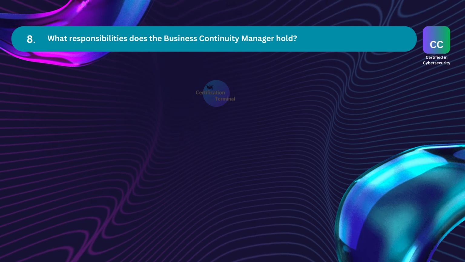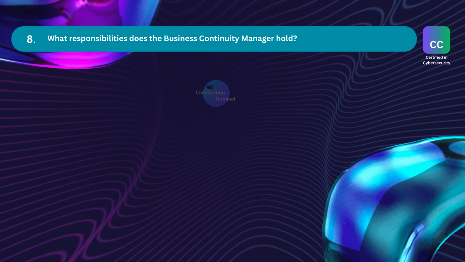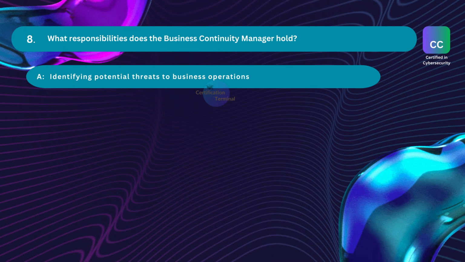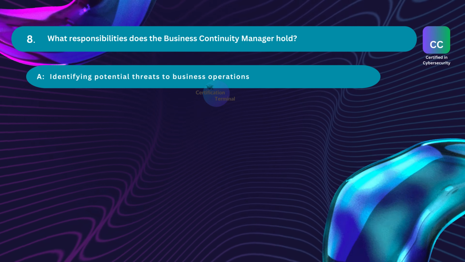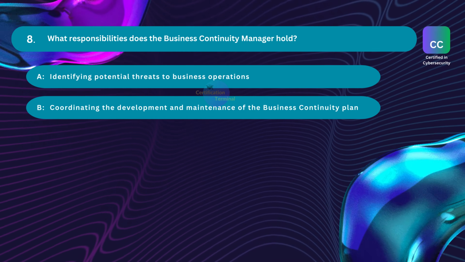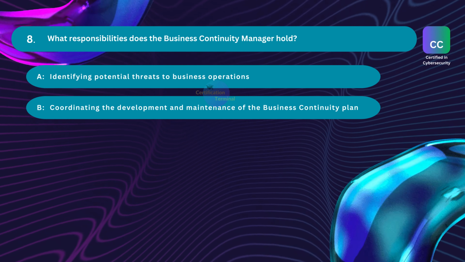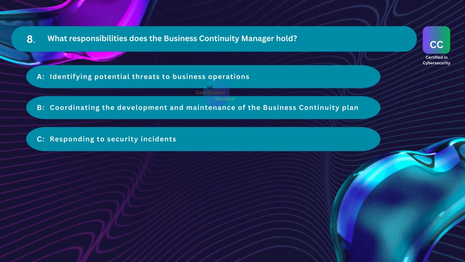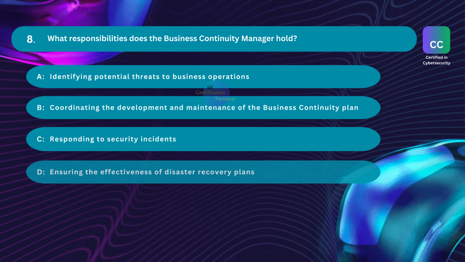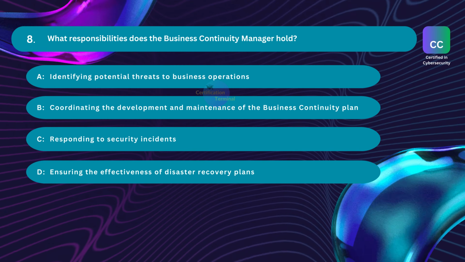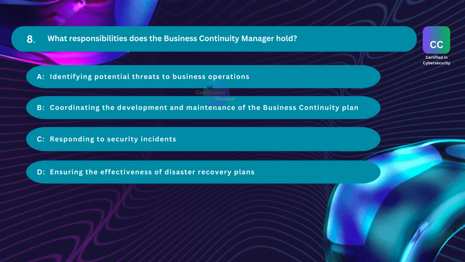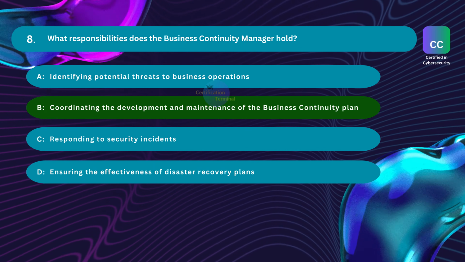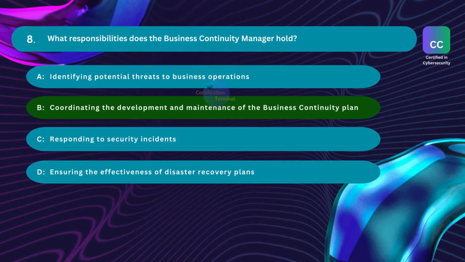Question number 8. What responsibilities does the Business Continuity Manager hold? Option A, identifying potential threats to business operations. Option B, coordinating the development and maintenance of the business continuity plan. Option C, responding to security incidents. Option D, ensuring the effectiveness of disaster recovery plans. The correct answer is Option B, coordinating the development and maintenance of the business continuity plan.